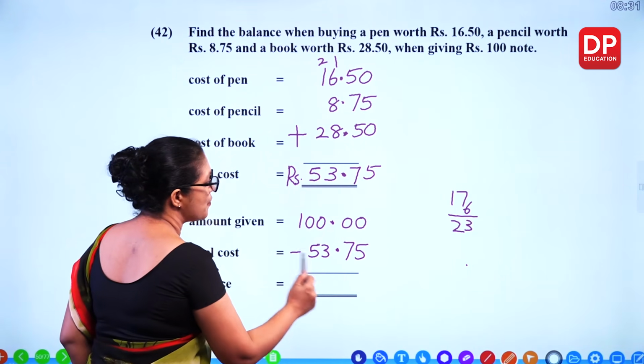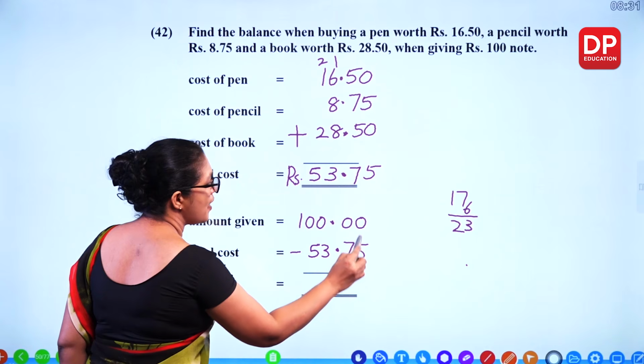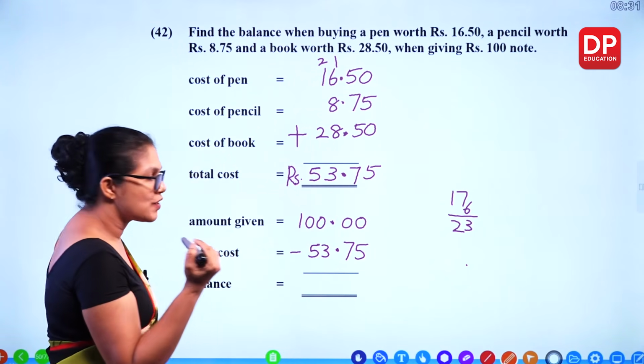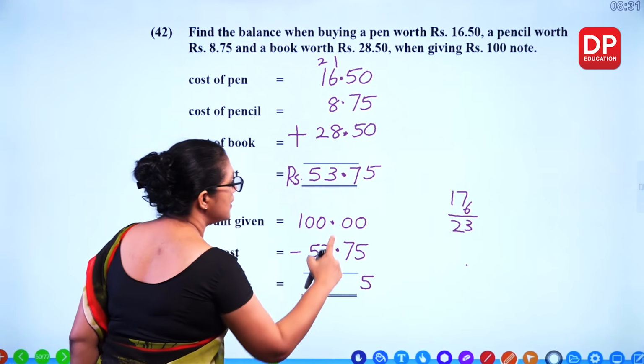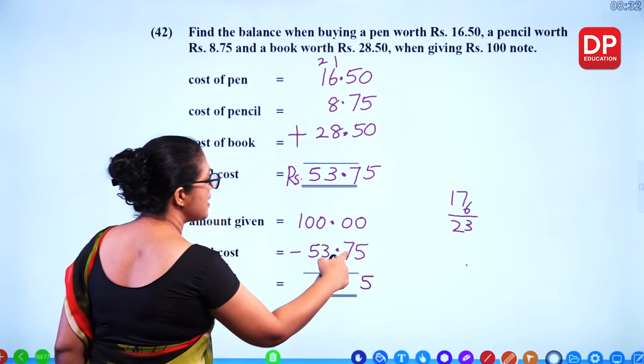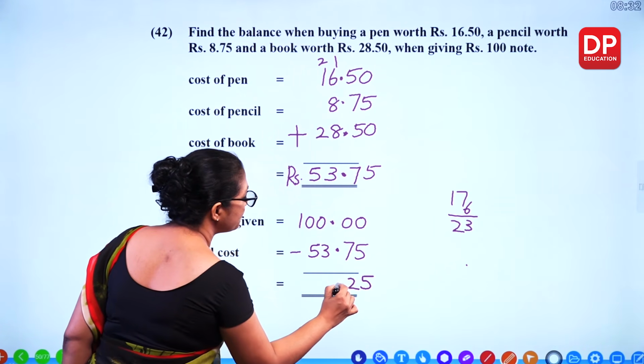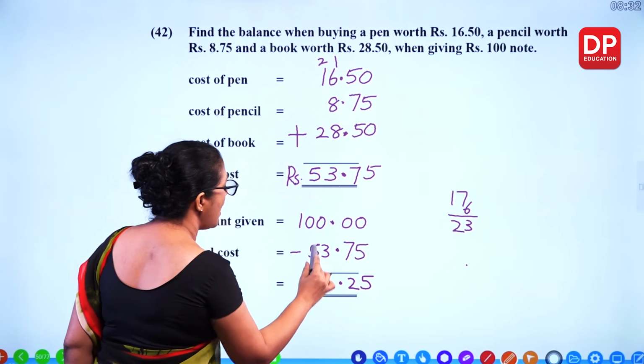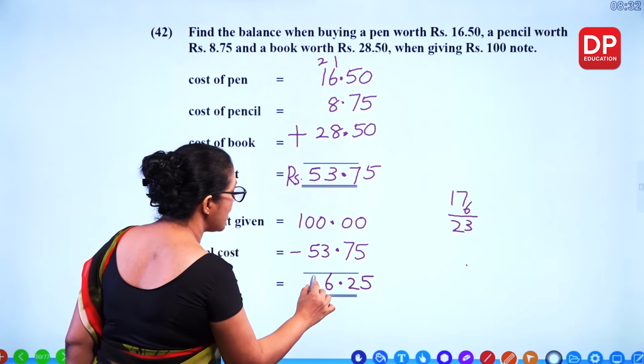Now we need to subtract these two. We can't subtract 5 from 0. So you have to take 1 from this. 10 minus 5, that's 5. So this becomes 9 now. 9 minus 7, that's 2. And here this is 9. 9 minus 3 is 6. And 9 minus 5, that's 4.